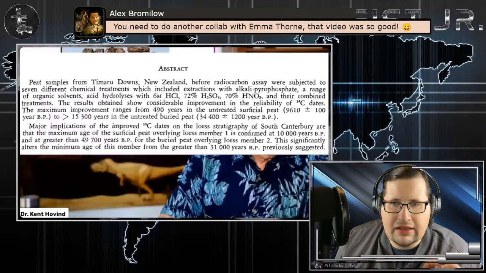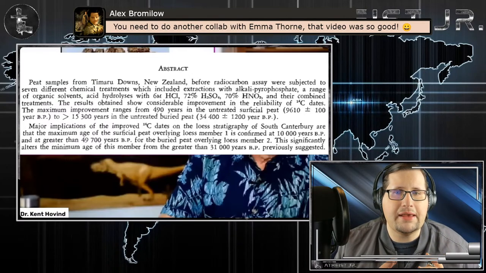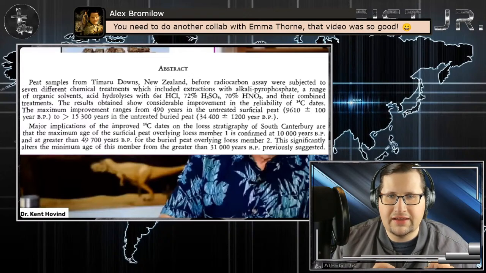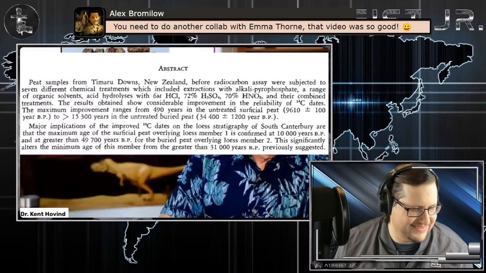And this paper is talking about using different chemical treatments on peat samples before they were radiocarbon dated and then seeing the difference. Okay, so this, again, seems pretty dishonest to me. But what do you think? Chat, you can tell me what you think.